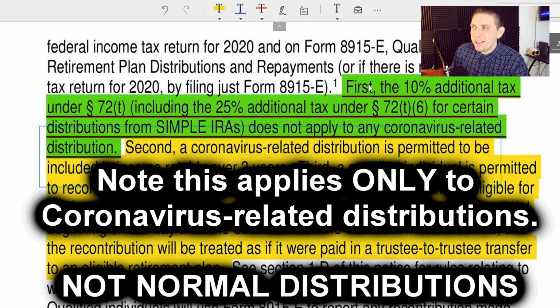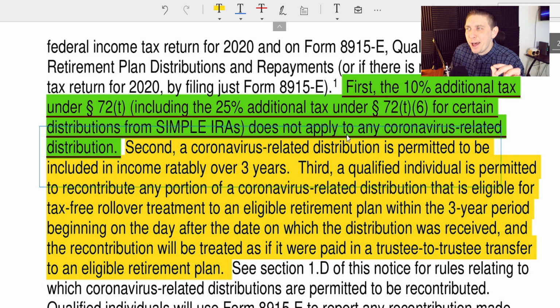All right, so first the IRS comes out and they say the first 10% additional tax under this code section, including the 25% additional tax under Section 72(t)(6) for certain distributions from SIMPLE IRAs, does not apply to any coronavirus-related distribution. The 10% penalty is waived. The IRS has it in writing right here.